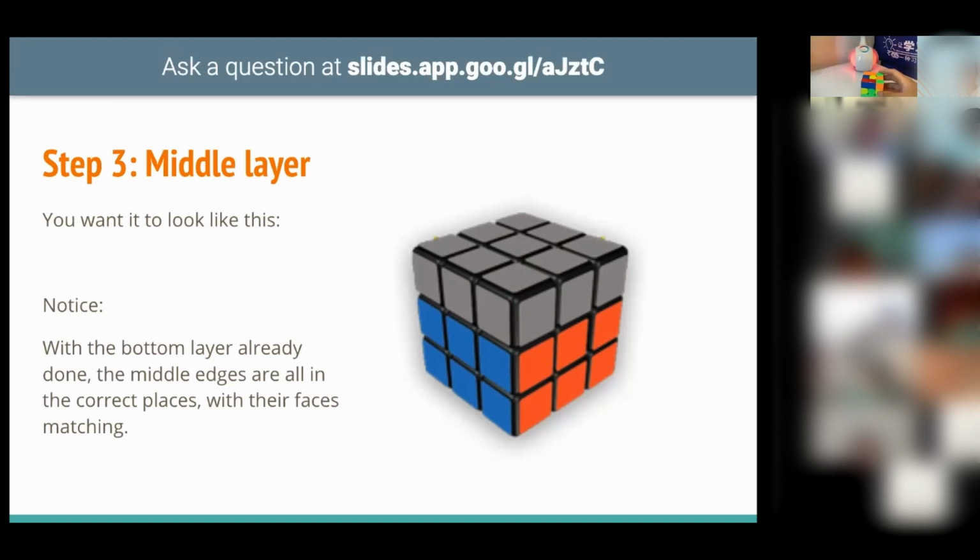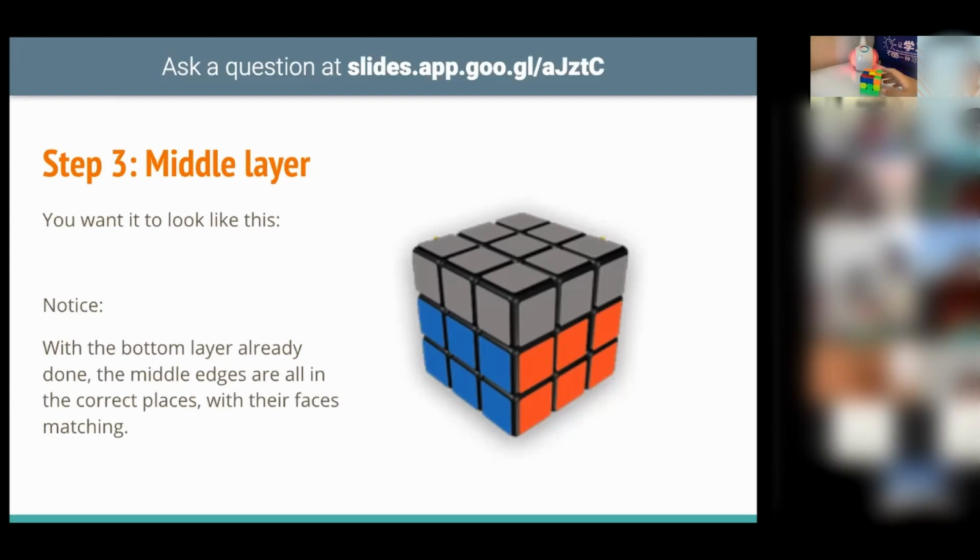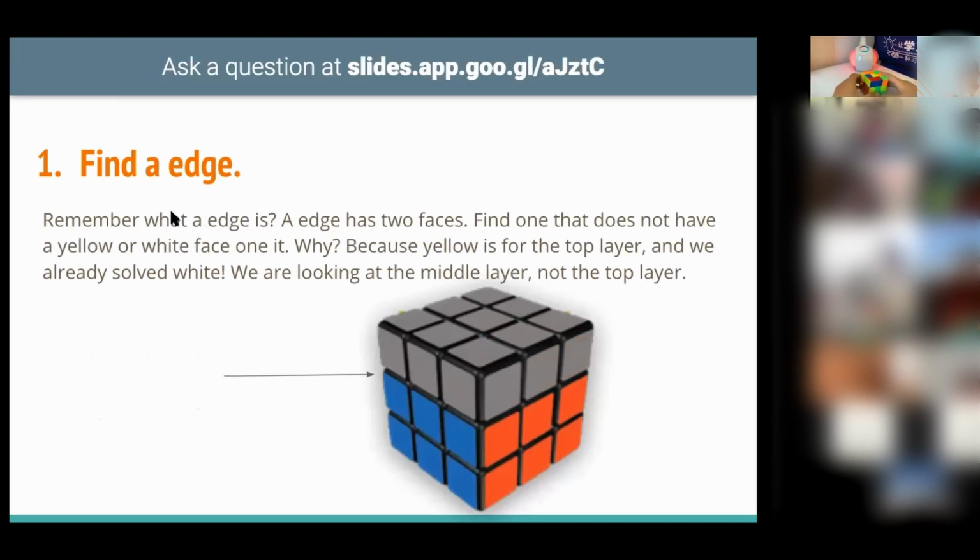So now we're going to go into the middle layer. The middle layer is going to look something like this on the slides. First, you're going to look for an edge. Let's say we have this edge over here. We want to look for an edge that does not have yellow on it. So this edge would not count, it has yellow on it. This edge would count because it does not have yellow on it. However, this one or this one, they both have yellow on it. So you're looking for one that does not have yellow.